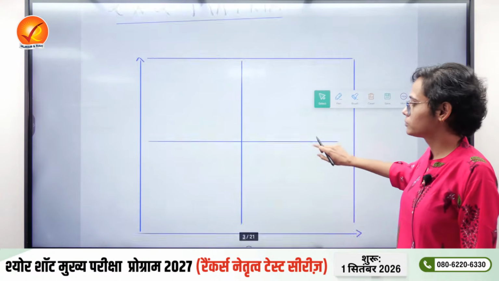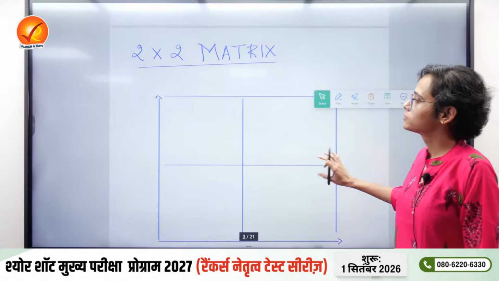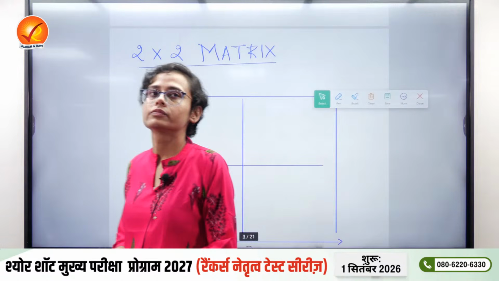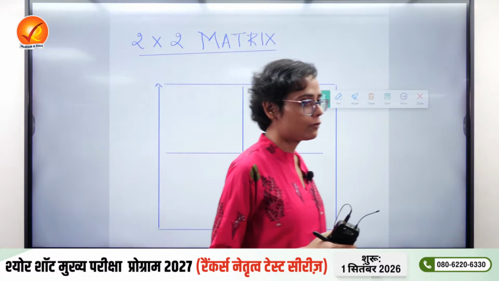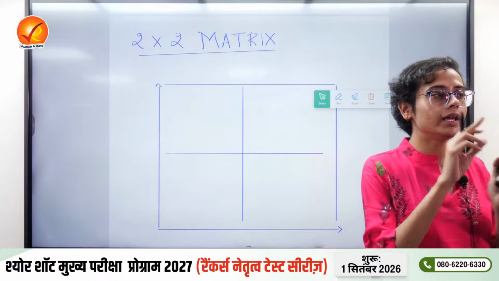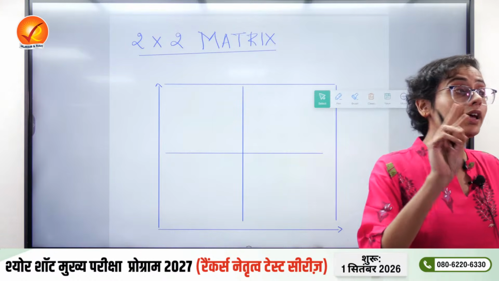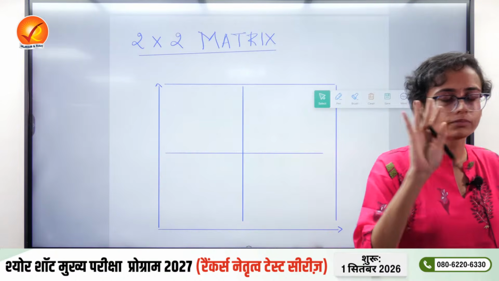Next is the 2x2 matrix. What does it mean? Where you have to show that there are 2 things and there are 4 possibilities out of those 2 things. Example.